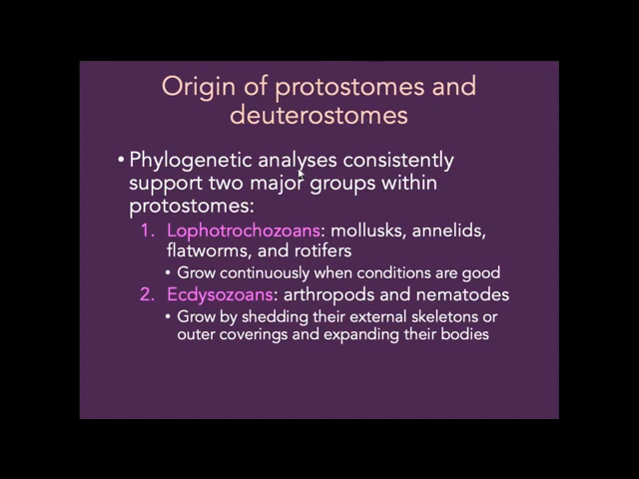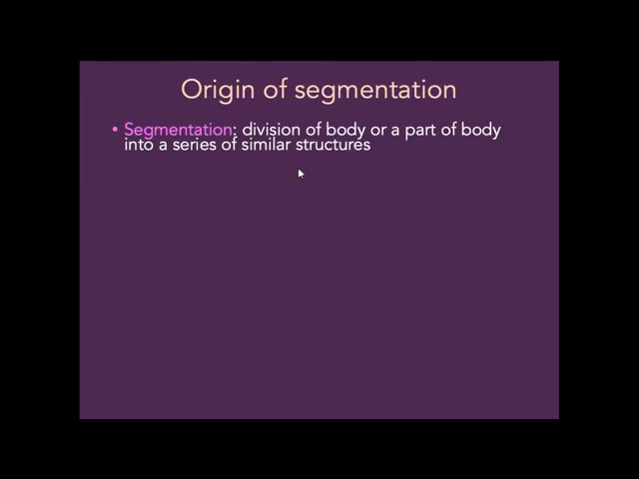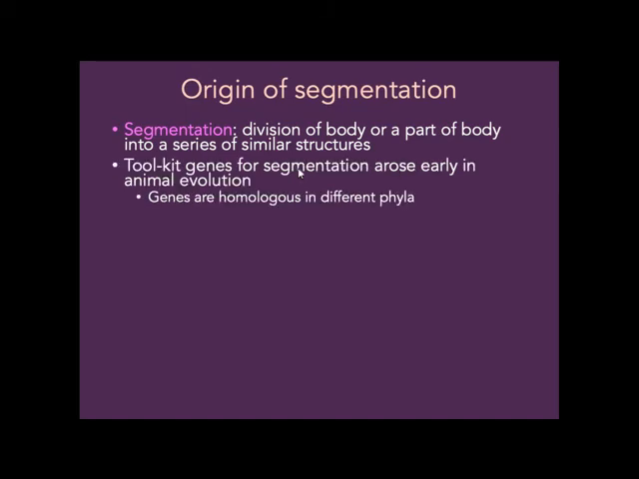Okay, we also need to talk about segmentation. When I talk about segmentation, I mean dividing a body or a part of the body into a series of similar structures. And so we know that the toolkit genes that allow for segmentation arose pretty early in animal evolution. The same genes that control segmentation in one phylum seem to control segmentation in other phyla. So we know that those genes are homologous.